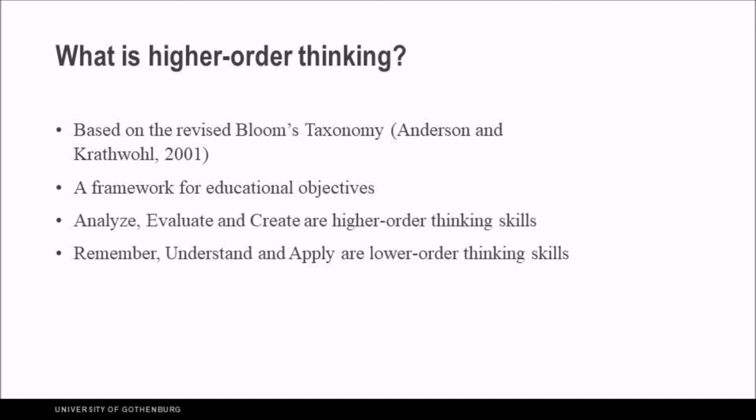So the idea is that thinking skills or thinking levels go from less complex to more complex cognitive skills. And the revised version of Bloom's taxonomy includes 6 different thinking levels, which I will present in the coming slide.